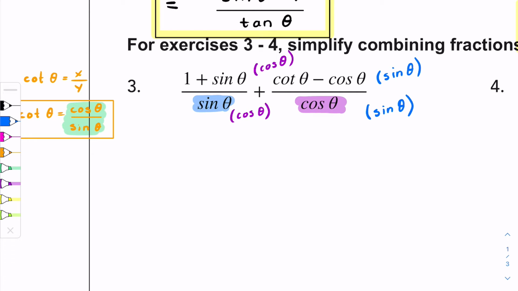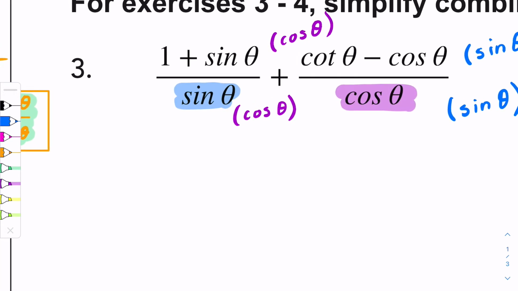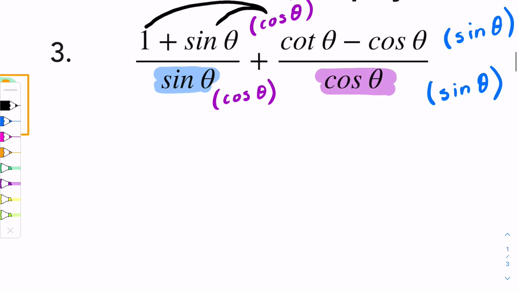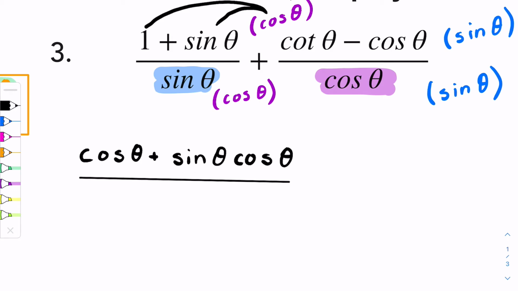I'm going to need to write these in standard form for the numerators so I can add my terms together. To write them in standard form, that would require me to multiply or distribute my value within the numerator. Starting with the first fraction, I have to distribute cosine of theta to 1 and cosine of theta to sine of theta. That's going to give me a new numerator of cosine theta plus sine theta times cosine theta. And this is divided by our common denominator of sine theta times cosine theta.